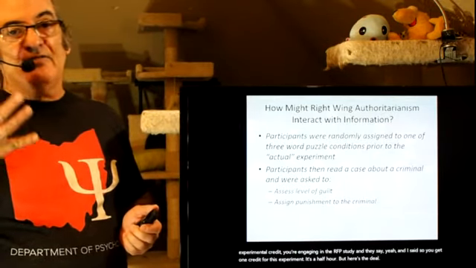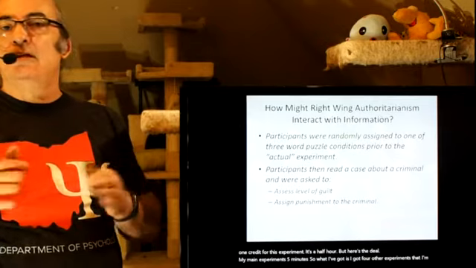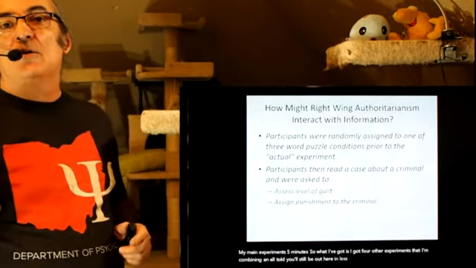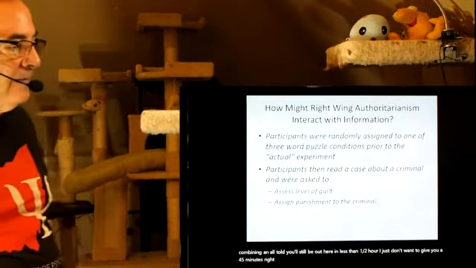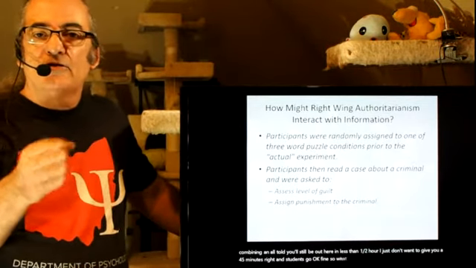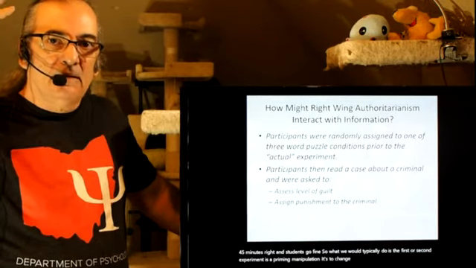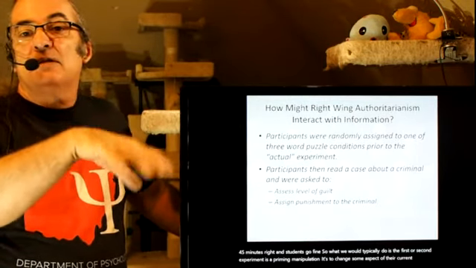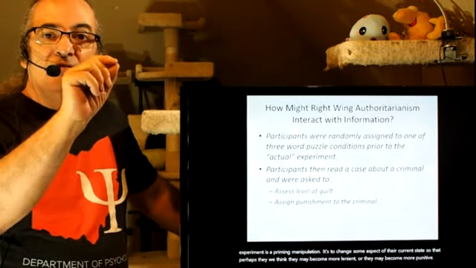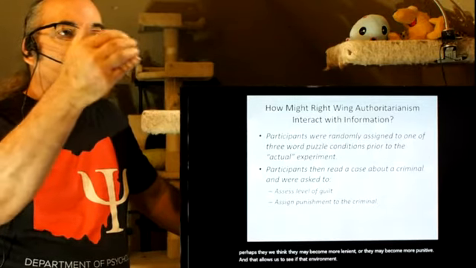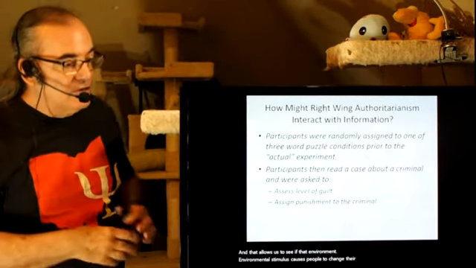My main experiment's like 5 minutes. So what I've got is 4 other experiments that I'm combining. And all told, you'll still be out of here in less than a half hour. I just don't want to give you a point for 5 minutes, right? And students go, okay, well, fine. So what we would typically do is the first or second experiment is a priming manipulation. It's to change some aspect of their current state so that perhaps they may become more lenient or more punitive. And that allows us to see if that environmental stimulus causes people to change their perceptions and thus their decisions, right?